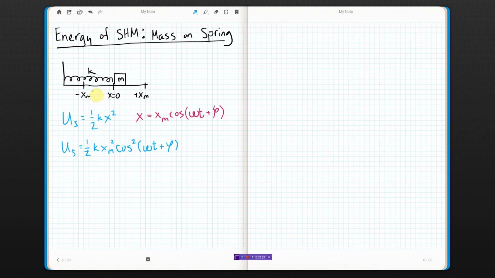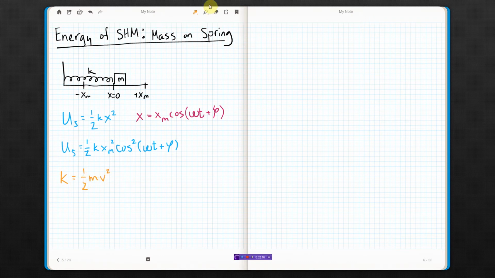Now kinetic energy is all in the mass. In fact, we're assuming here that the spring has no mass. We're pretending it has no mass. I know that's a little weird, but that's just what we do. So kinetic energy is entirely just the mass, and then we just use the normal equation for kinetic energy.